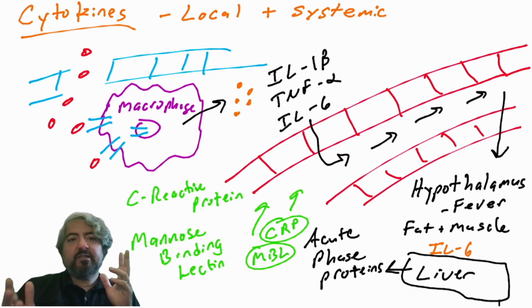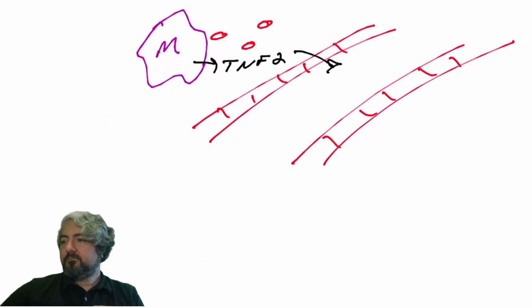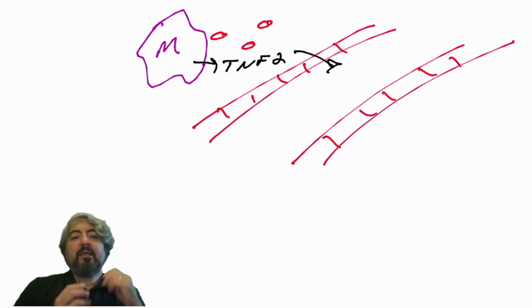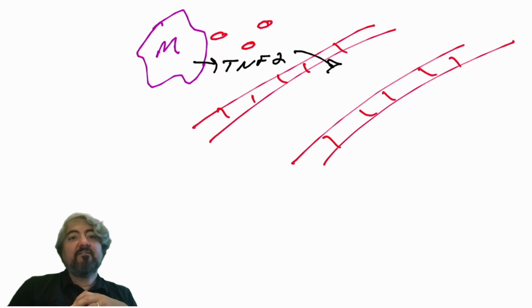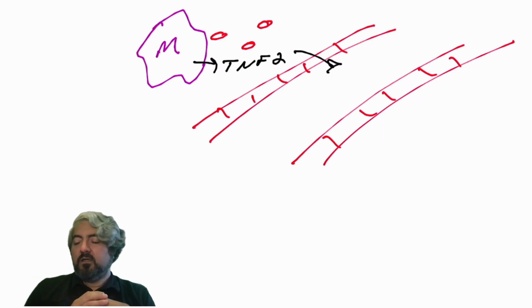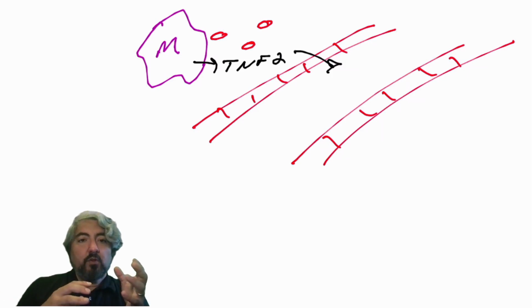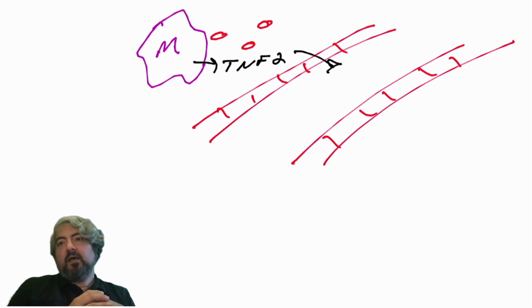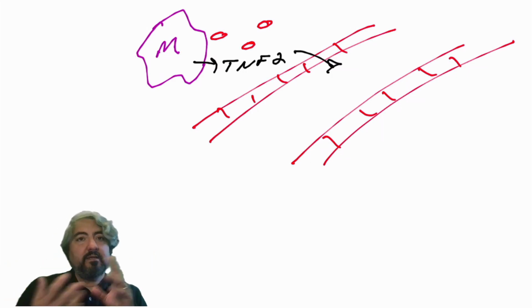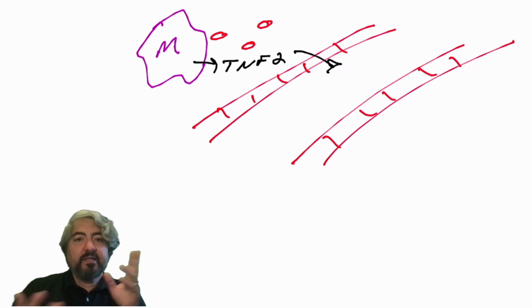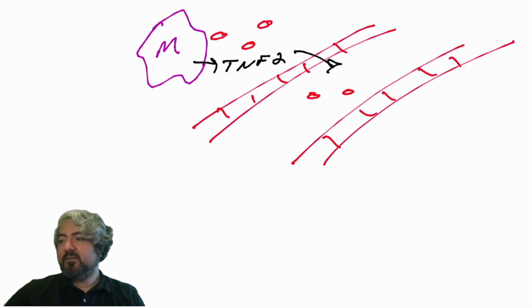We'll talk about the functions of CRP and MBL in later videos. I do want to talk here about another systemic effect of TNF-alpha, tumor necrosis factor alpha. Again, that can have an effect locally on the blood vessels, which are going to help bring more blood and heat and immune cells and fluid to the site of infection.